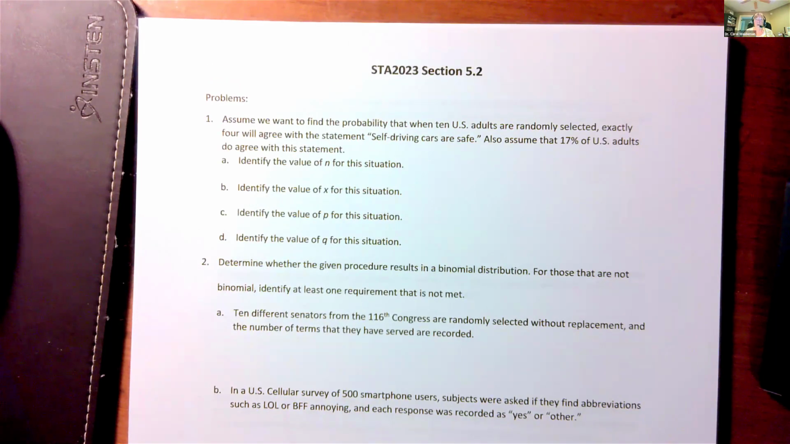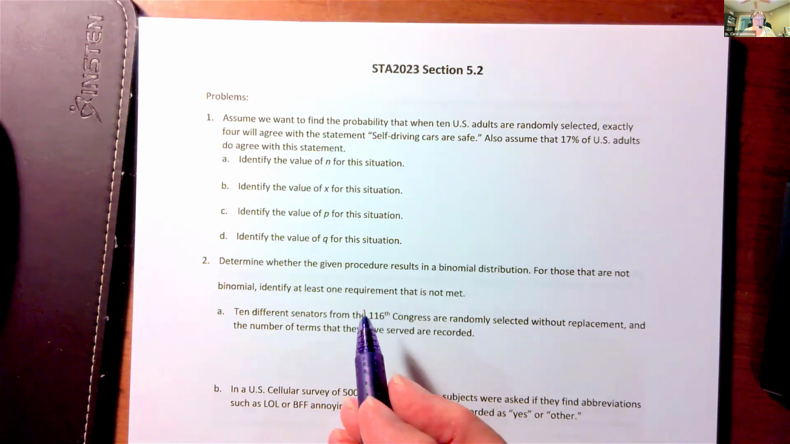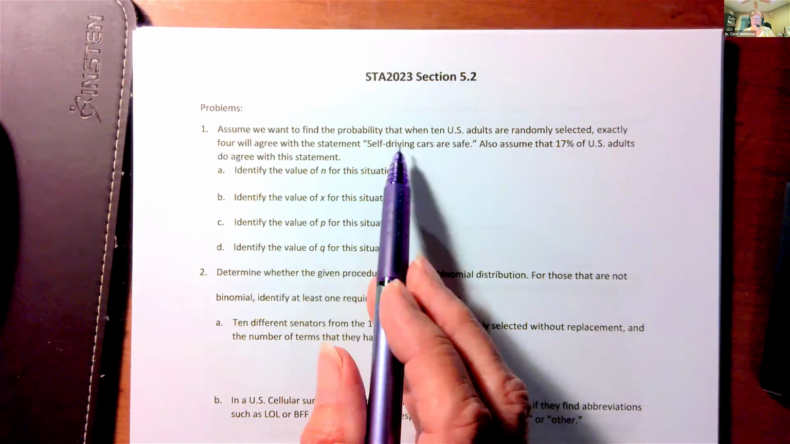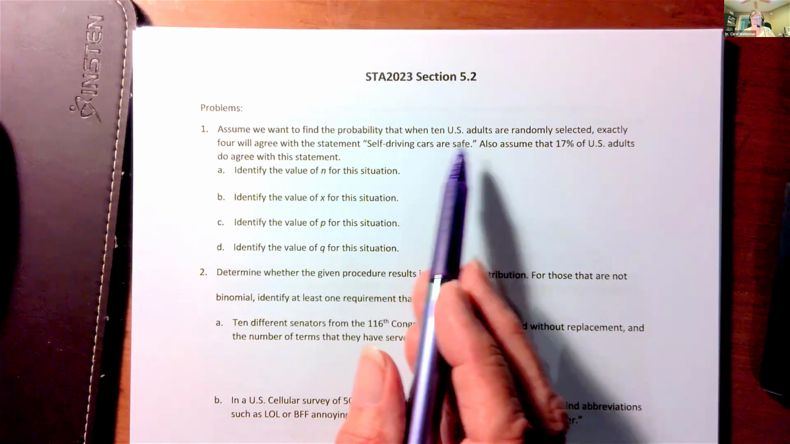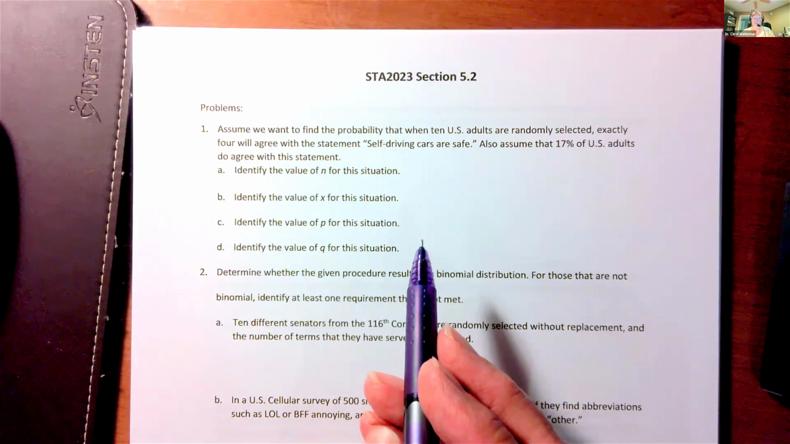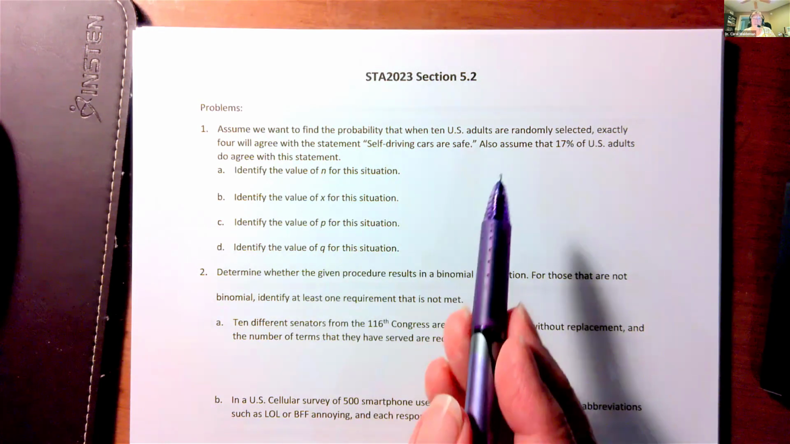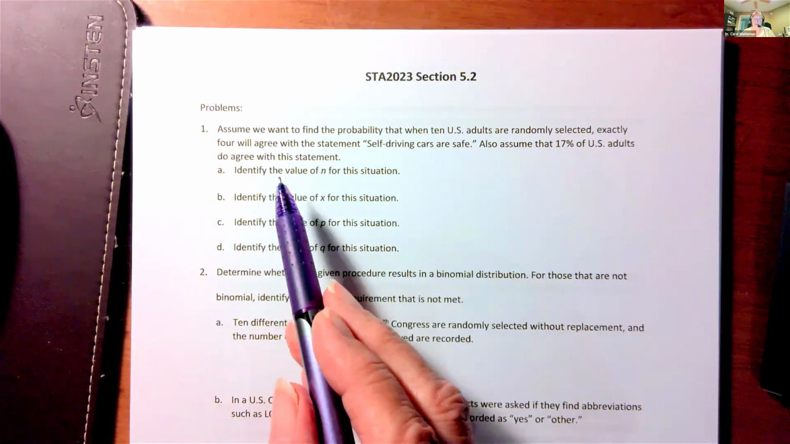All right, so let's take a look at some problems. The first kind of problem you're going to see is: is it a binomial or not? Okay, so here's a problem first. I'm not even asking you that. Down here, I'm going to ask you that. Okay, so assume we want to find the probability that when 10 US adults are randomly selected, exactly 4 will agree with the statement, self-driving cars are safe. Assume 17% of US adults do agree with this statement.